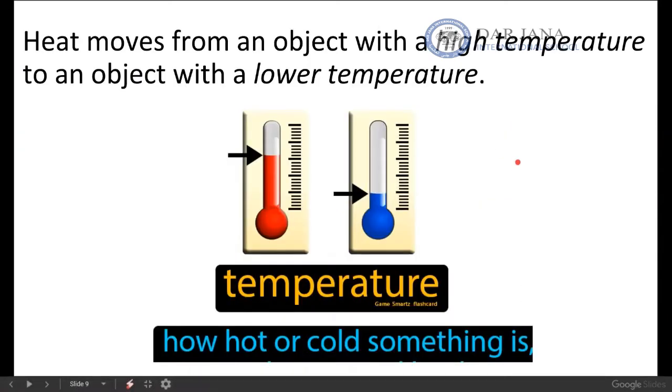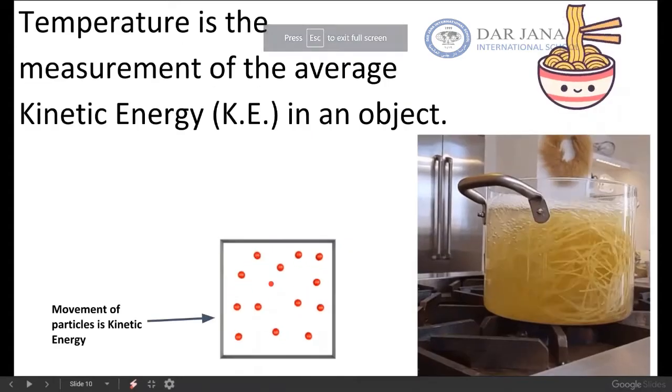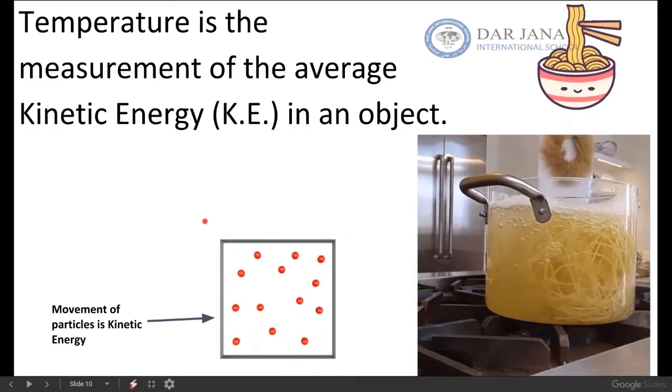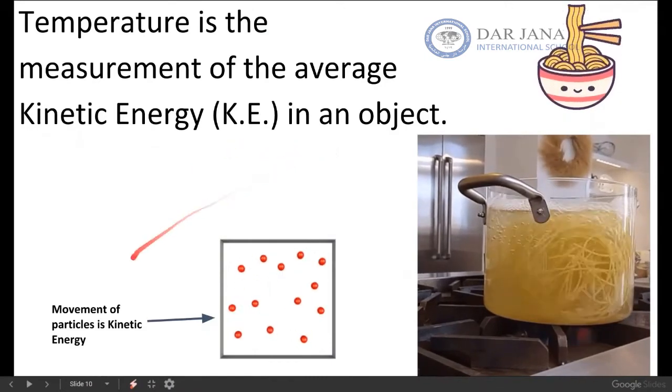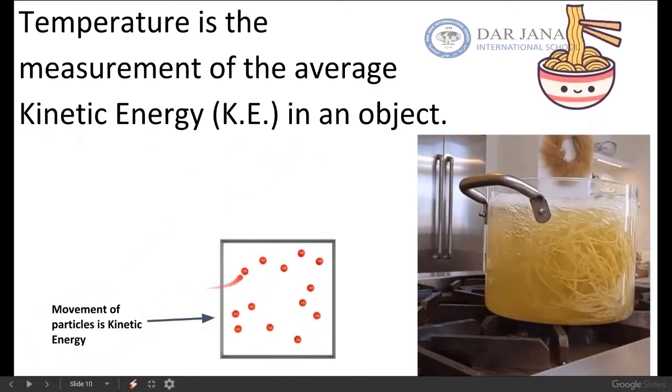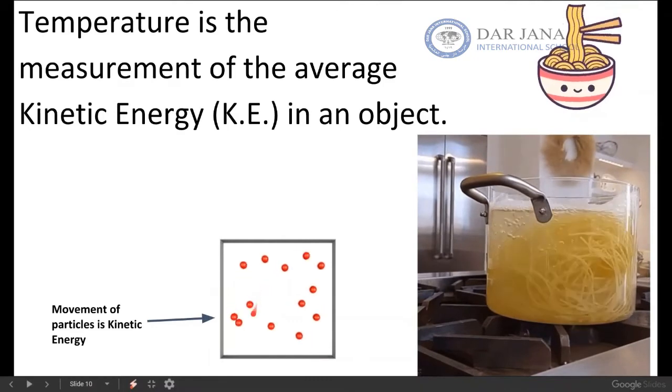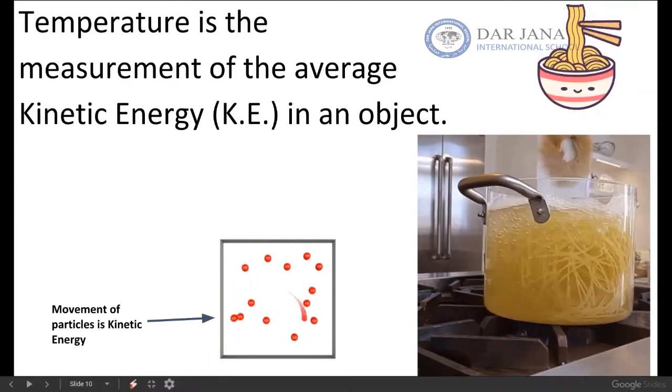Heat moves from an object with high temperature to an object with a lower temperature. What is temperature? Simply, it is how hot or cold something is. Temperature in science is the measurement of the average kinetic energy in an object. The movement of particles is kinetic energy. How fast the particles move is called temperature.